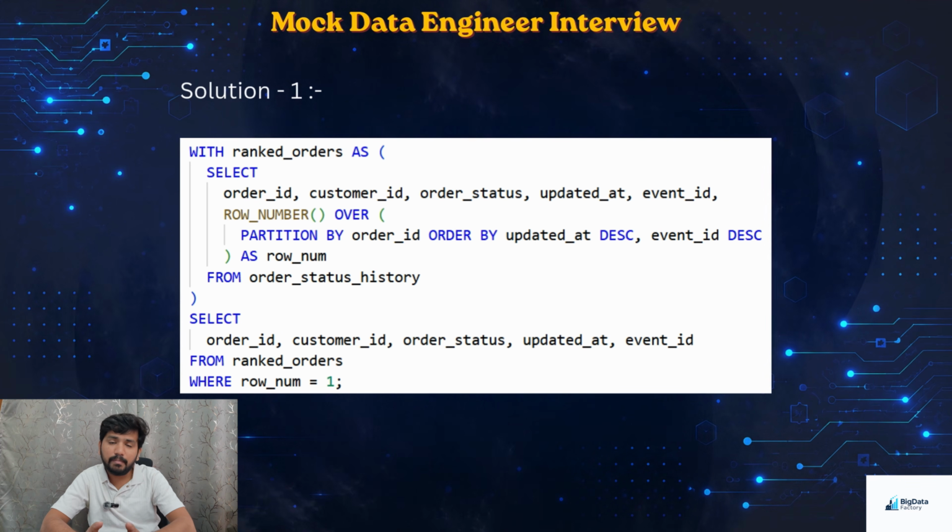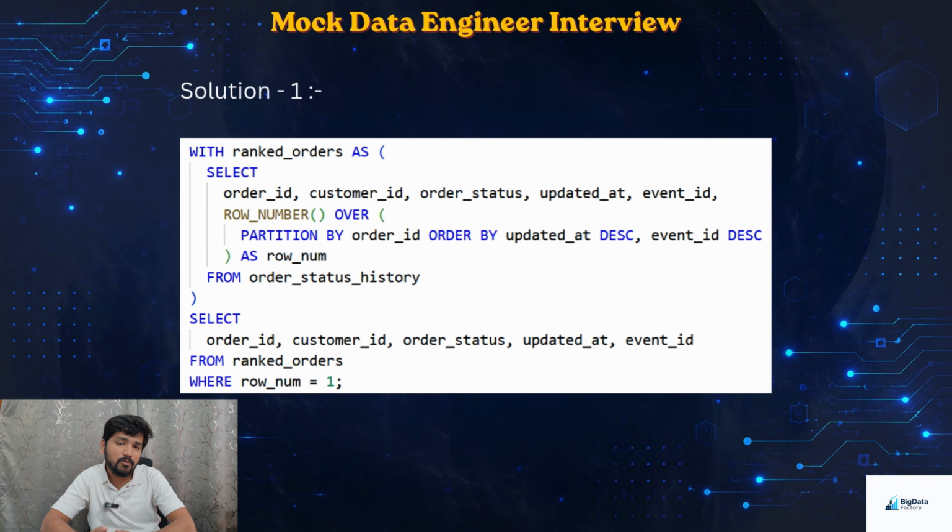I use row number because I need exactly one row for every order. A common incomplete answer is to take the maximum updated timestamp for every order. That gives us the latest timestamp, but it does not automatically give us the corresponding customer, status, and event columns. Another incomplete answer is ordering only by updated date. That may return inconsistent results when timestamps are equal. The tiebreaker makes the result deterministic.